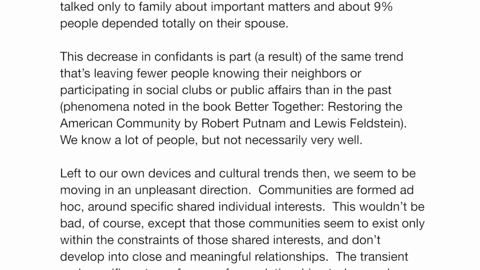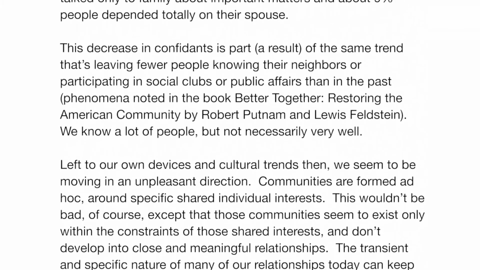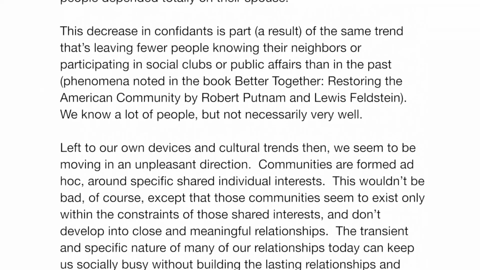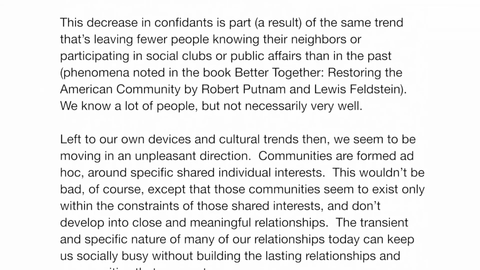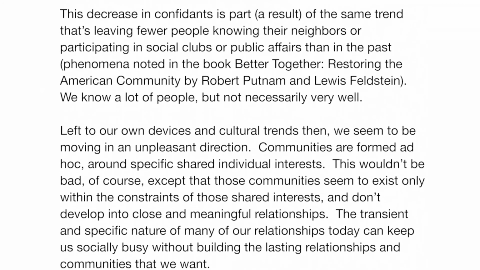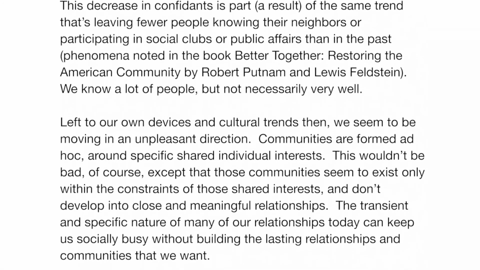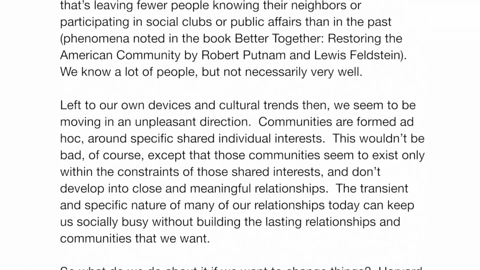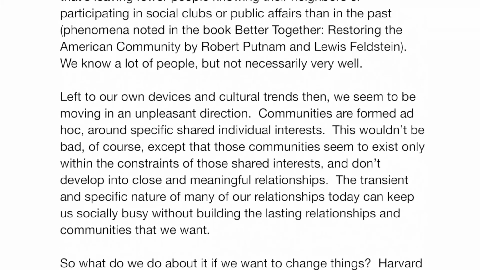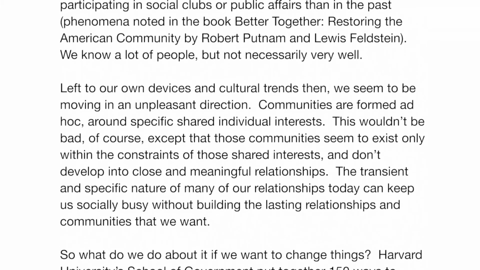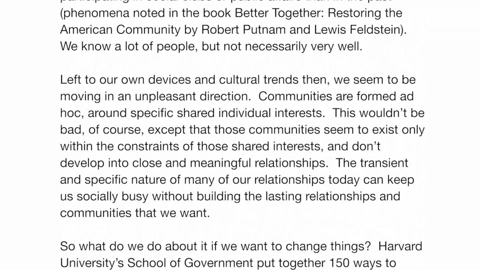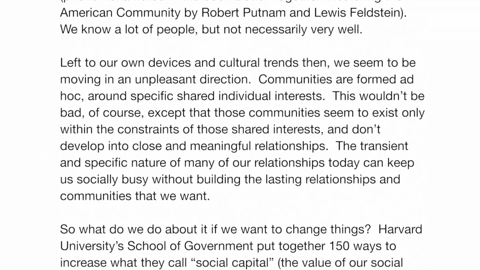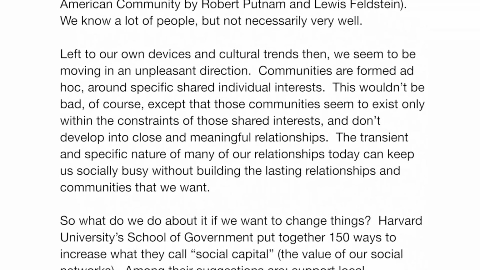We know a lot of people, but not necessarily very well. Left to our own devices and cultural trends then, we seem to be moving in an unpleasant direction. Communities are formed ad hoc and around specific shared individual interests. This wouldn't be bad, of course, except that those communities seem to exist only within the constraints of their shared interests and don't develop into close and meaningful relationships. The transient and specific nature of many of our relationships today can keep us socially busy without building the lasting relationships and communities that we want.